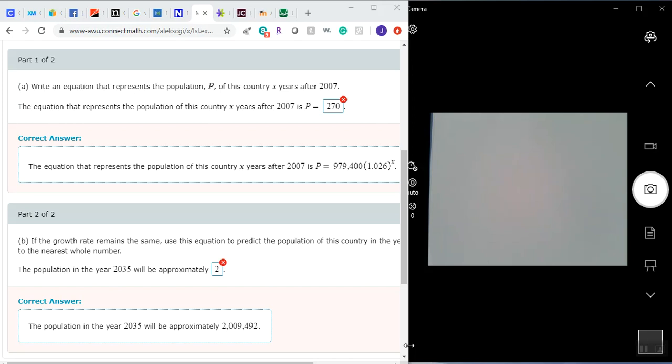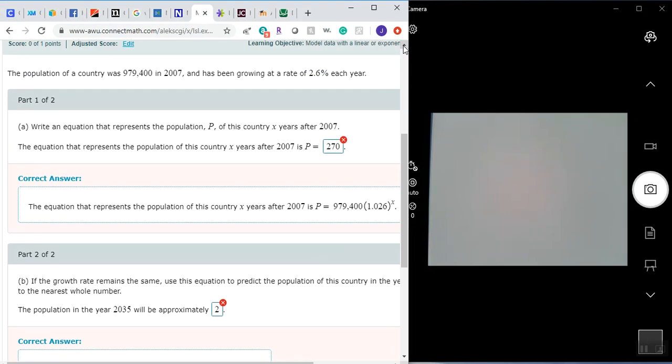It says part 1 and 2, write an equation that represents the population P of this country X years after 2007. The equation that represents the population of this country X years after 2007 is, now let's go back up here. It says the population of a country was 979,400 in 2007 has been growing at a rate of 2.6% a year.